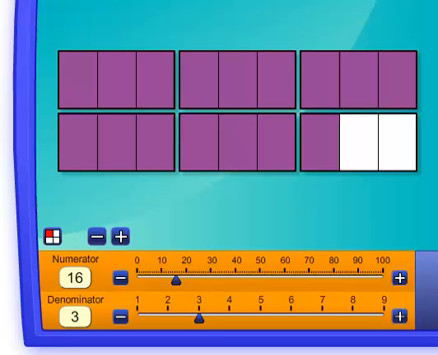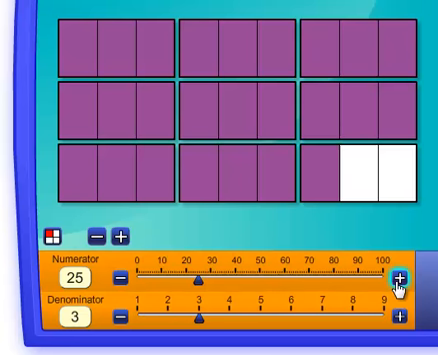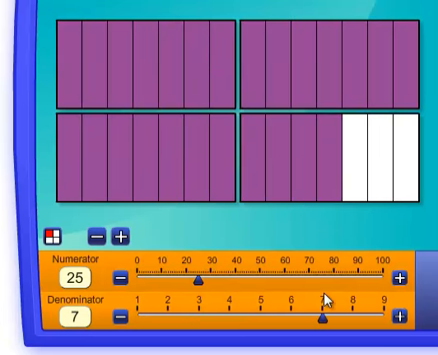And next we are going to change it to another number. We will pick the number 25, and we can have our denominator as 7. And you can work on this one yourself for guided practice.